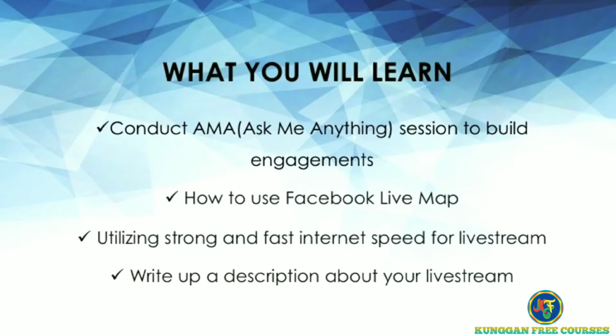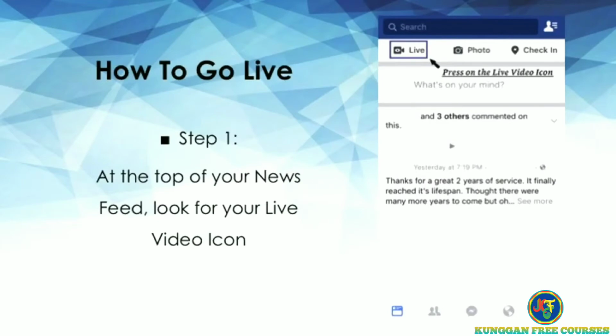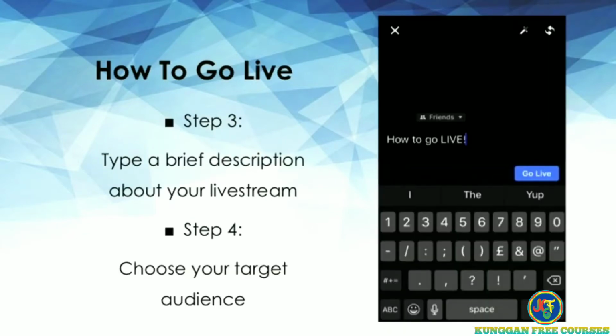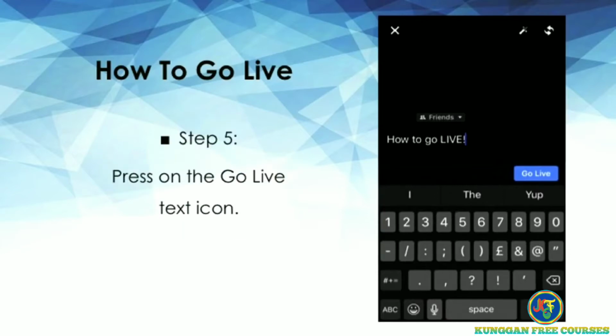So let's get started. To use Facebook Live, you'll need to download the Facebook app onto your mobile phone, then access your Android or iOS Facebook app once the download is complete. At the top of your news feed, in the dialog box, What's on Your Mind, select the live video icon. Next, type in a brief description about your live stream. You can choose an audience for your video depending on your preference at the bar above your live stream description. Finally, tap Go Live and start your live broadcast.